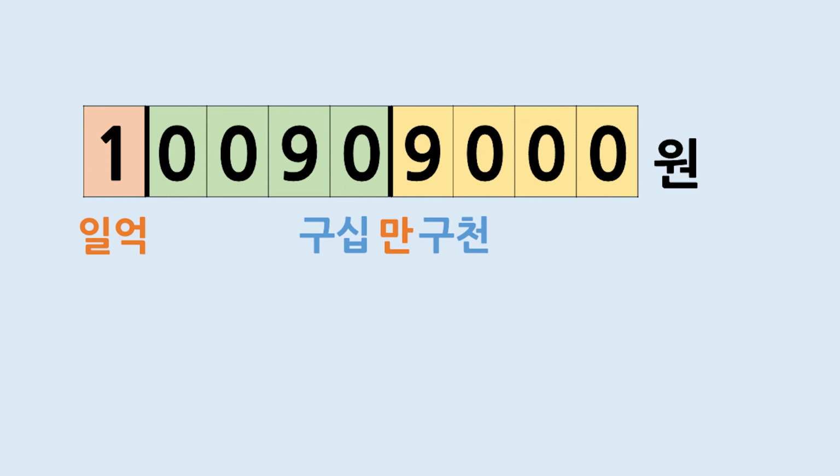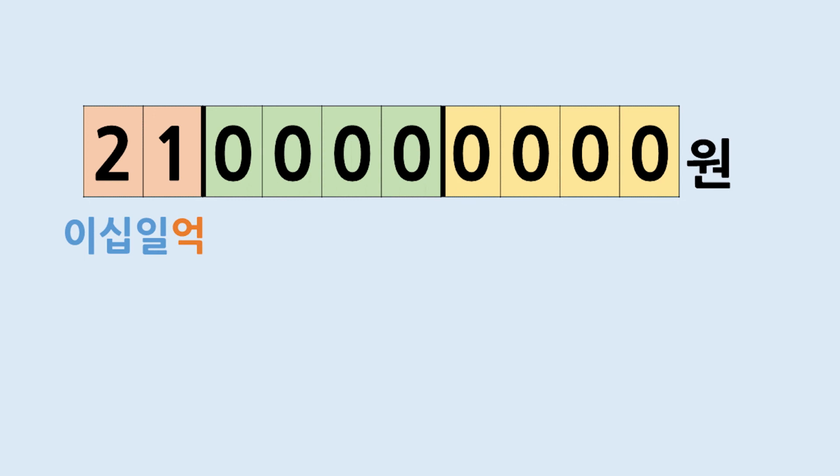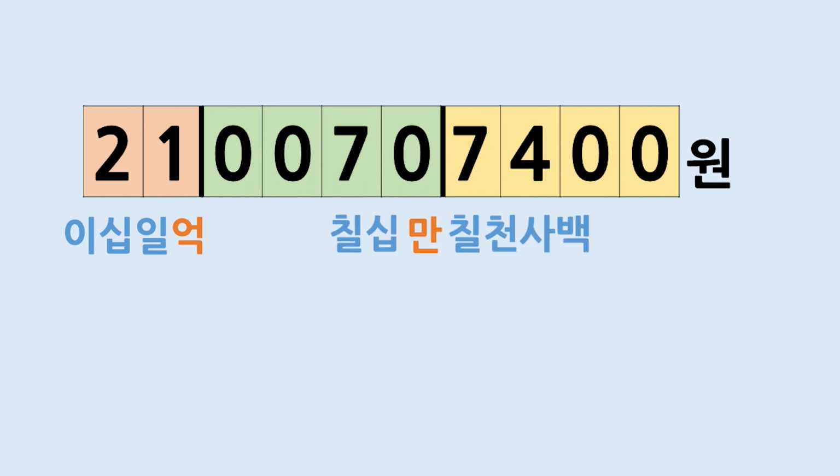How about this one? 21억. Let's read the numbers slowly. 21억 70만 7,400원.